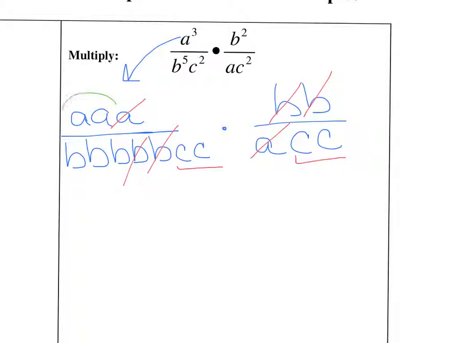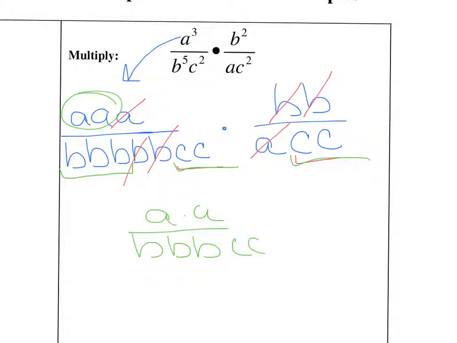It looks like we're left with a times a in the numerator, b times b times b, and then all of these c's, 1, 2, 3, 4. So simplify, a squared over b cubed, c to the 4th.